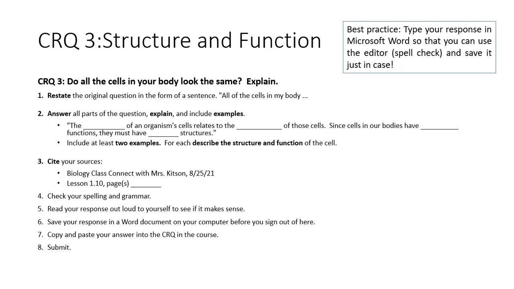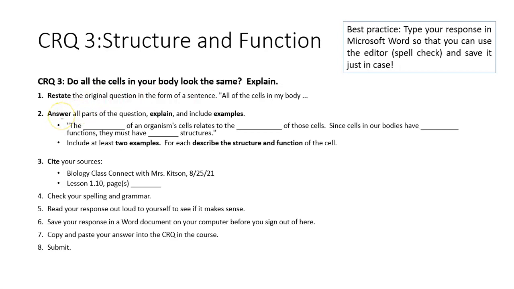So CRQ number 3 is a very simple, short question. Do all the cells in your body look the same? Explain. Remember, first thing you want to do when you write a CRQ is restate the original question in the form of a sentence. Don't just repeat the question, turn it around, make it a sentence. So I would say, all of the cells in my body, and then finish the sentence.